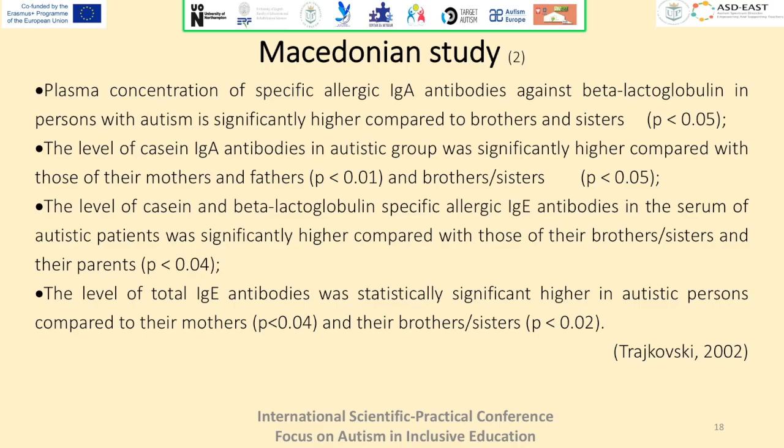And also, finally, in our Macedonian study, the level of total IgE antibodies was statistically significantly higher in autistic persons compared to their mothers and their brothers and sisters. With this study, we confirmed that there is a connection between our immune system and central nervous system, and that a lot of children with ASD have immunologic disturbances in their body.